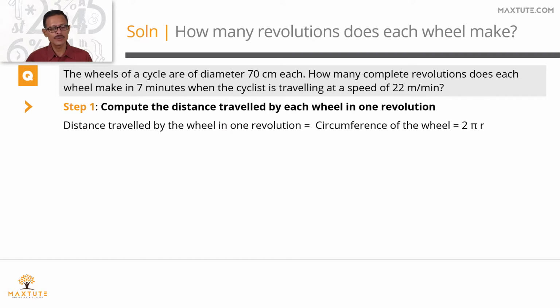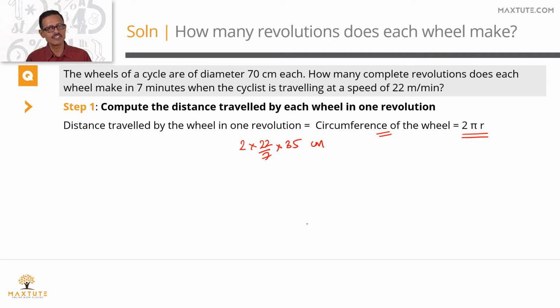Step 1, we're going to compute the distance traveled by the wheel in 1 revolution. Distance traveled in 1 revolution is nothing but the circumference of the wheel. Formula for the circumference of the wheel is 2 pi r. Take pi to be 22 by 7. We know the radius is equal to 35 centimeters. So this is 2 times 22 by 7 into 35 in terms of centimeters.